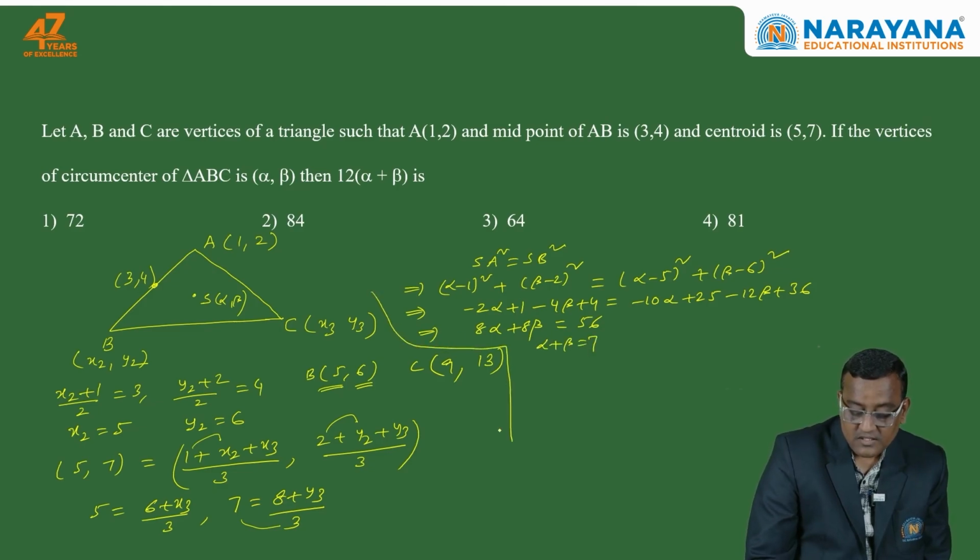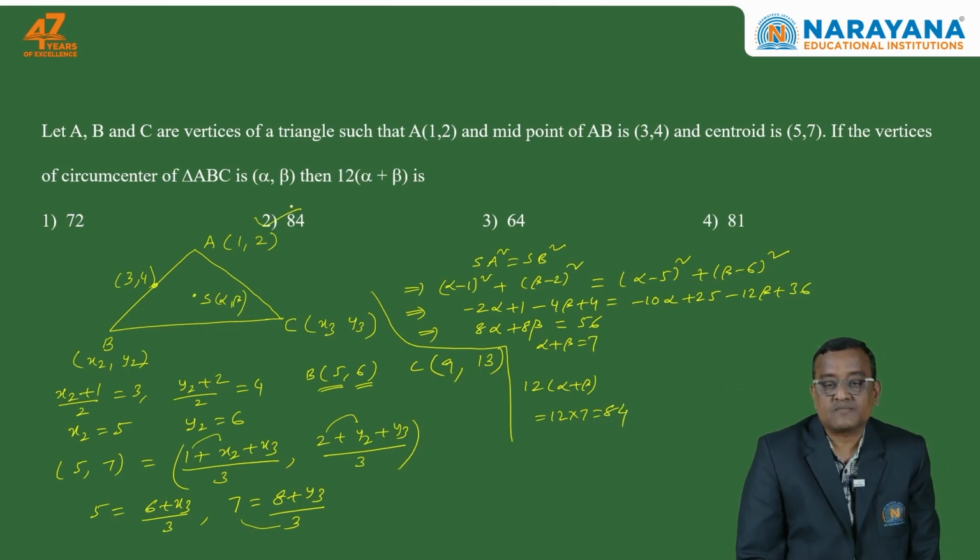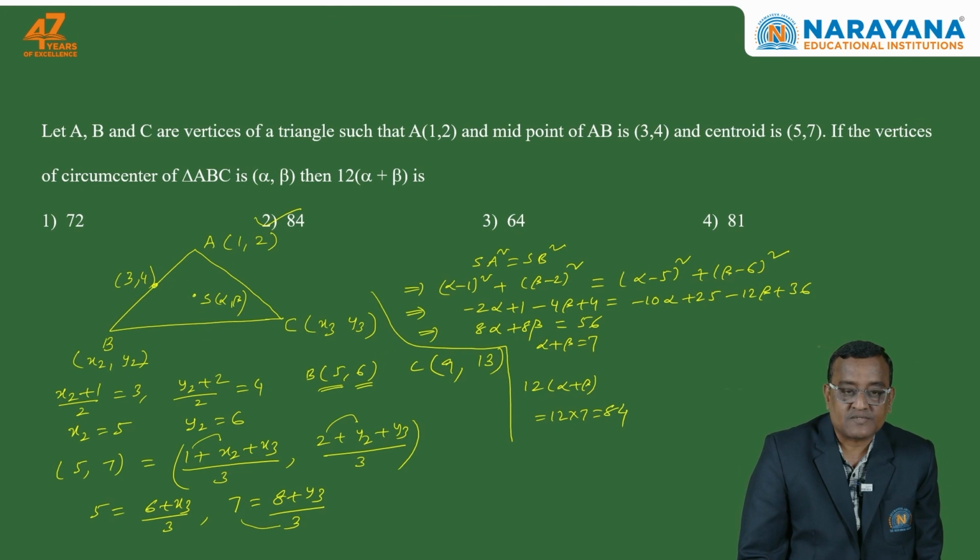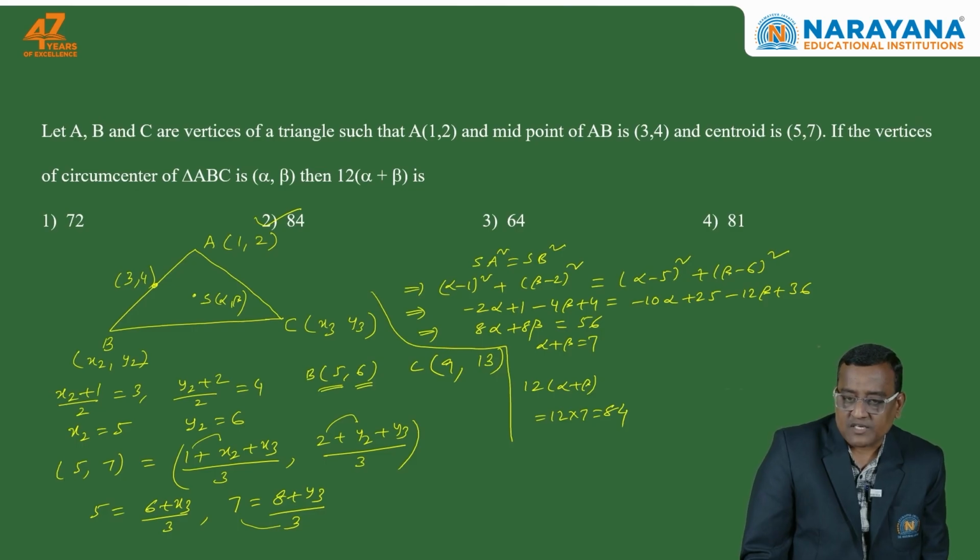Actually what do we want? 12 times alpha plus beta, that is 12 into 7, that is 84. So no need to find the total circumcenter here because we want 12 times alpha plus beta. If you want the total circumcenter, again we have to consider SB and SC equal. That will give another equation in alpha beta. Solve these two equations. One is alpha plus beta is 7, another equation is obtained by equating SB and SC. We get alpha and beta from that. But here no need to find the second equation because we want 12 times alpha plus beta. That you get like this.